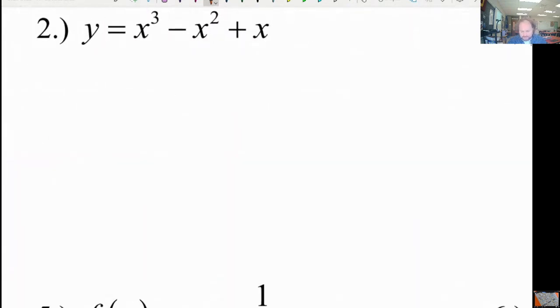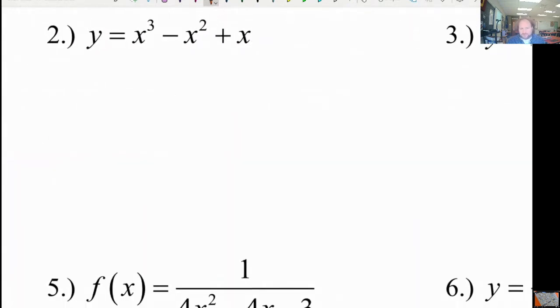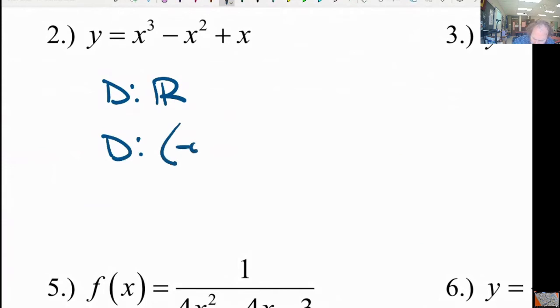Number 2, this is a polynomial. X to the third minus x squared plus x. Polynomials are smooth, continuous curves. They never have any problems. So the domain here is also all real numbers. Or if we're using interval notation, negative infinity to positive infinity.